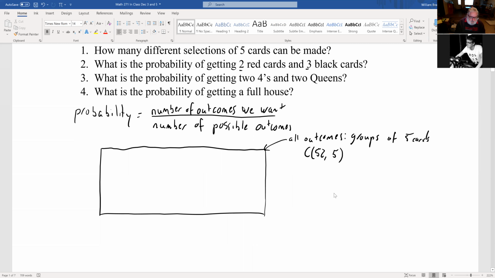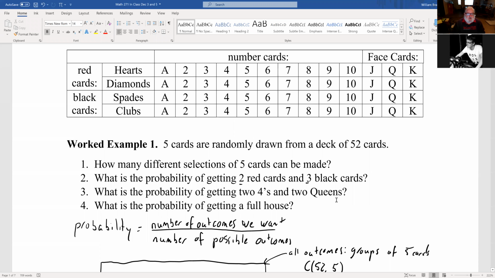What we want to know, 2 red and 3 black, right? That's some of the possible outcomes. How many are there of that? So how do I go about calculating that? Well, we have to look at our deck of cards. A deck of cards has 52 cards total. That's why we had C(52,5). We're picking 5 cards out of 52. We're not worried about the order, so it's a combination, C(52,5).